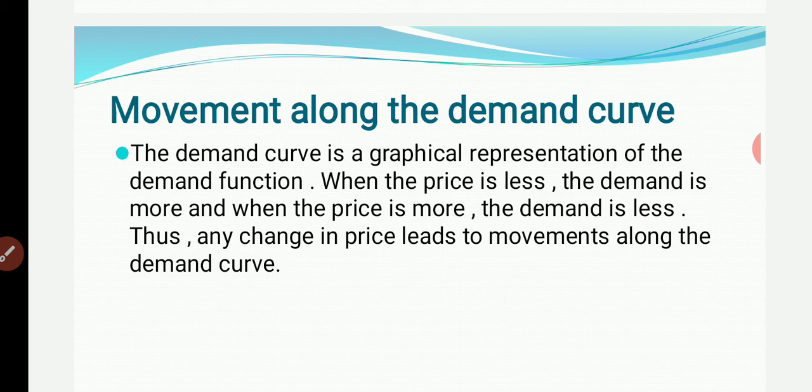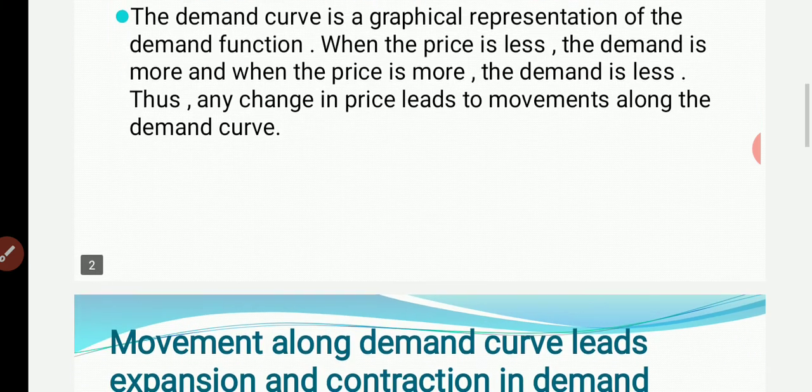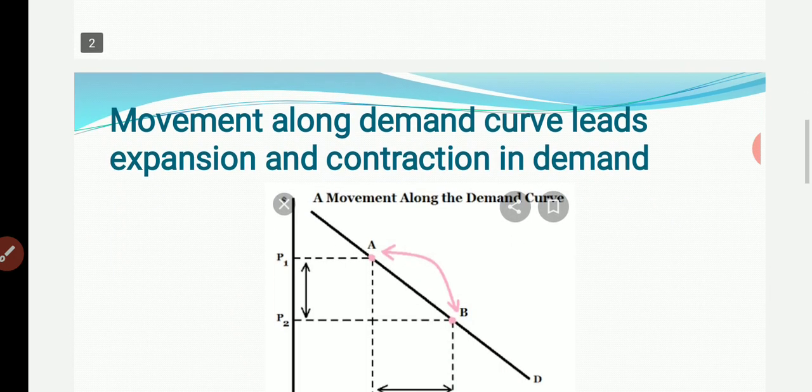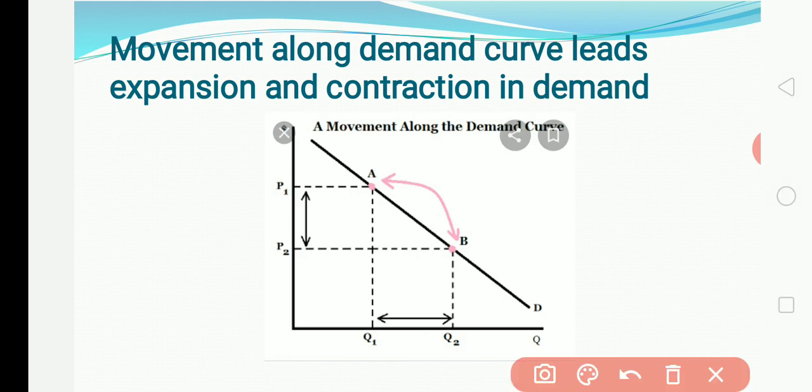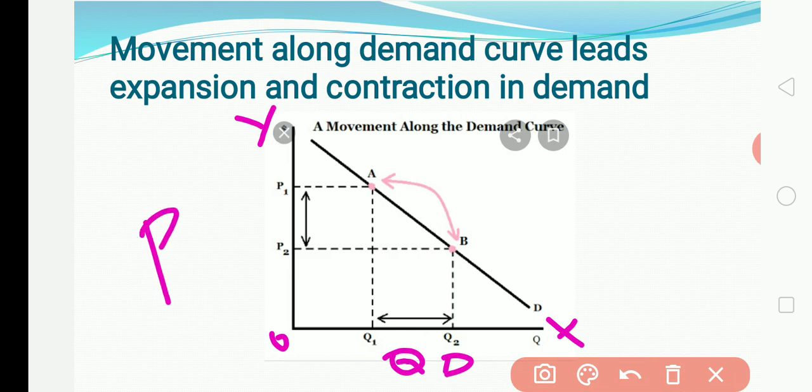In this, when the price changes, movement takes place along the demand curve. What kind of movement takes place, we'll see with the help of a diagram. In this diagram, you can see the OX axis and OY axis. On the OX axis, quantity demanded is represented. On the OY axis, price is represented.